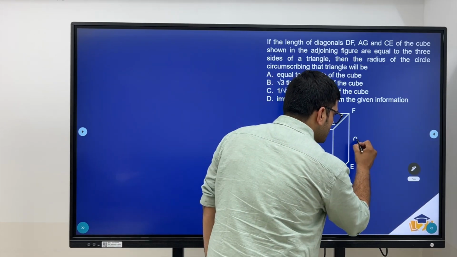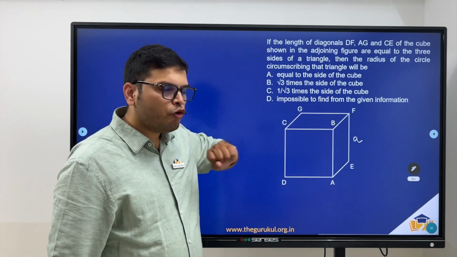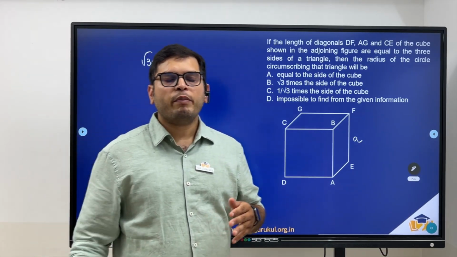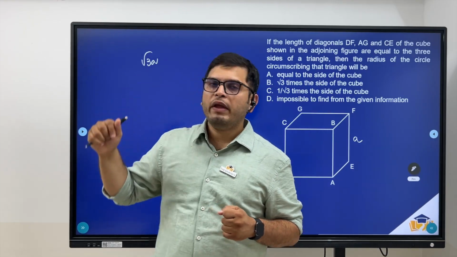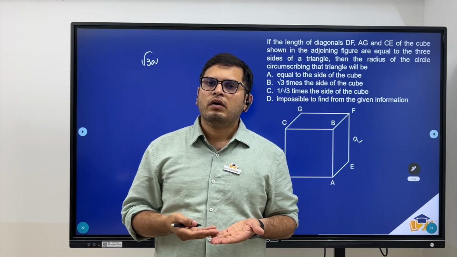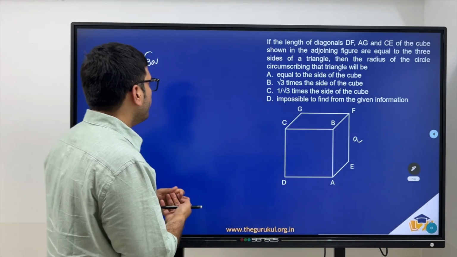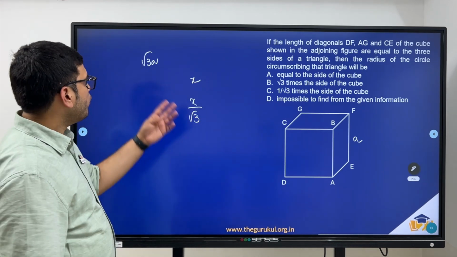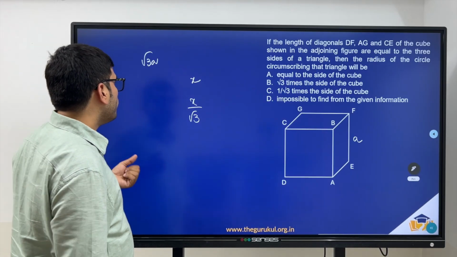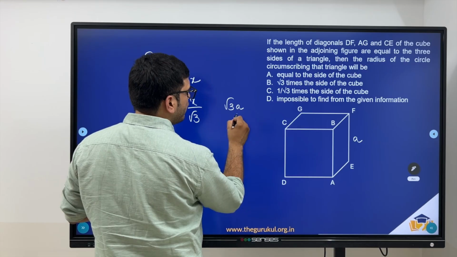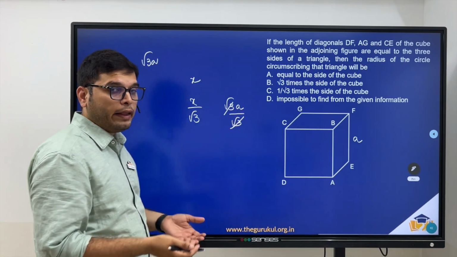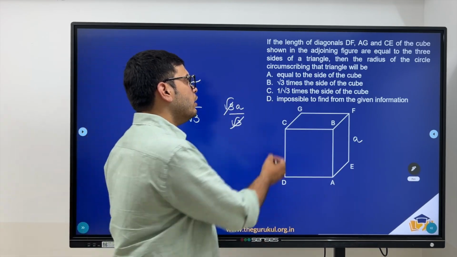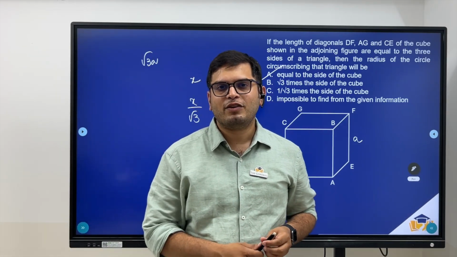Now let the side of this cube be A, right? If the side of the cube is A, the length of the space diagonal would be root 3A. So we'll be forming an equilateral triangle with side root 3A. Now, what would be the circumradius of an equilateral triangle with side x? X by root 3, right? Now, if the side of the equilateral triangle is root 3A, then the circumradius would be root 3A by root 3, which is nothing but A. A is nothing but the side of the cube. So the circumradius should be equal to the side of the cube. Hence option A should be the answer to this question.